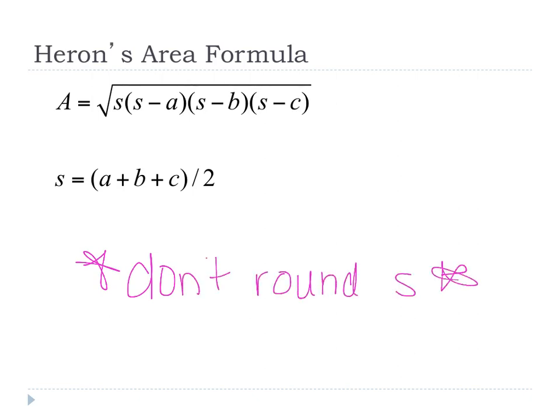Really important is that you do not round s. So s will eventually terminate. It's divided by 2, so it will eventually terminate, but it could have 4 digits after the decimal place. You need to keep all 4. So if my s is 1.2345, you need to keep that every single time. But again, your calculator does the work here. Just type it in.